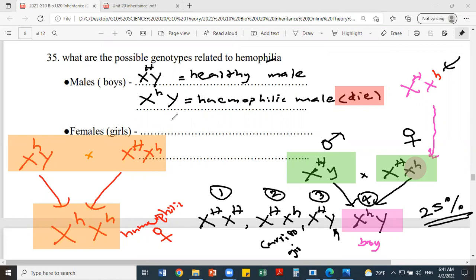Therefore, we call it sex linkage or linked gene. And hemophilia is present only in males. They die at the birth. And females will never get the disease. Therefore, this is not possible.